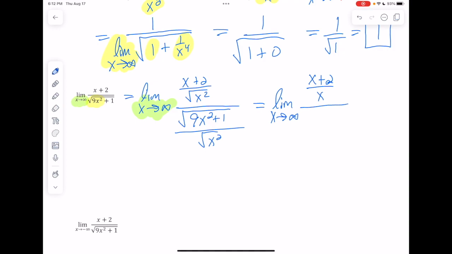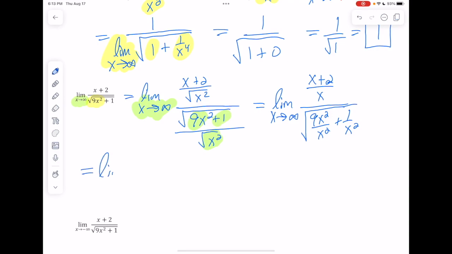And in the bottom, instead of simplifying the square root, I'm going to combine the two square roots. So I get the square root of 9x squared over x squared plus 1 over x squared, kind of distributing this x squared to both terms of the numerator. And I can combine them under one square root because they're both in the square root already. All right, so this is pretty messy, but we're almost there. Now we can start doing some simplifying.